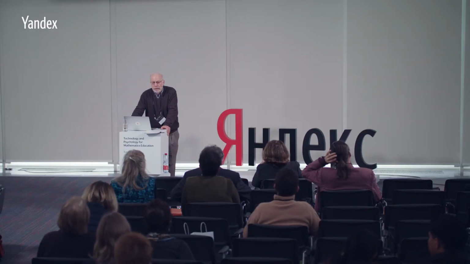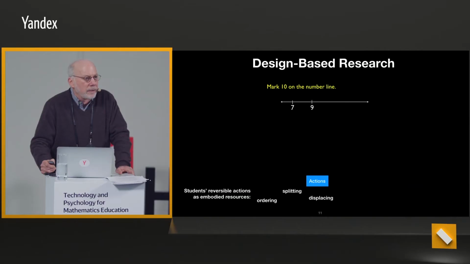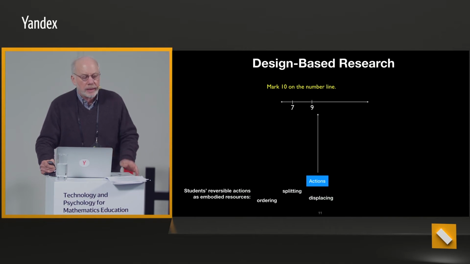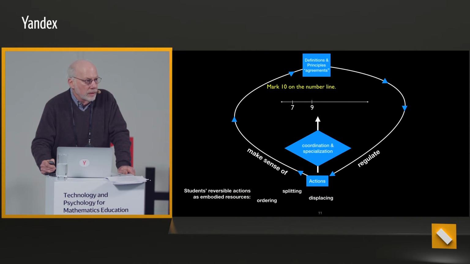Some reflection about what went on in the tutorial led to this kind of model. When kids are presented with the initial problems in a tutorial, they have access to various kinds of actions, like ordering, splitting, displacing, but often don't make use of these actions or don't coordinate them in solving problems like this. When the tutor engages students with creating agreements, the tutor supports using these actions in making sense of the definitions and principles, or agreements, supported in the lesson, and in turn, the student uses those definitions and principles to coordinate their actions in producing solutions on the line. So ordering actions, from left to right, splitting actions to create a fractional part of the interval distance, and displacing actions to create a number.